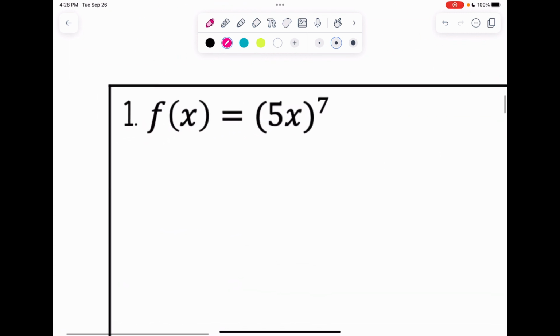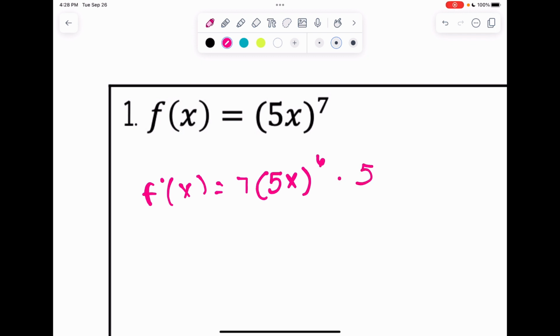All right, number 1, on the outside, I have a 7. So when I take the derivative of the outside, I'm going to be bringing that power down, subtracting 1 from the exponent, and multiplying by the derivative of the inside. So notice for the derivative of the outside, I brought the 7 down and subtracted 1 from the exponent, and then multiplied again by the derivative of the inside, which is 5. We could clean this up slightly by just changing this to 35 times 5x to the 6th.